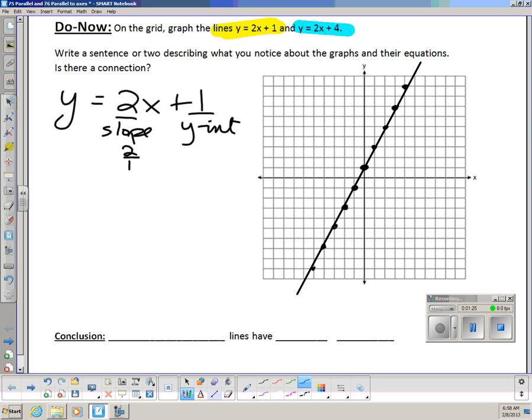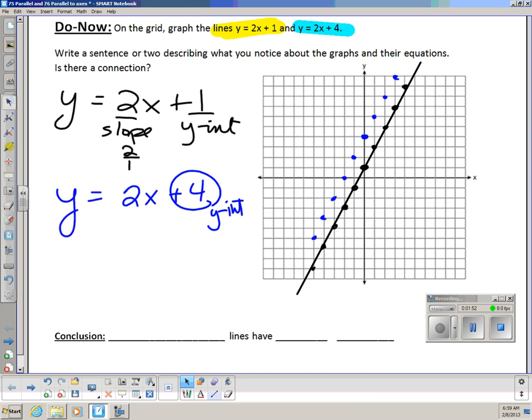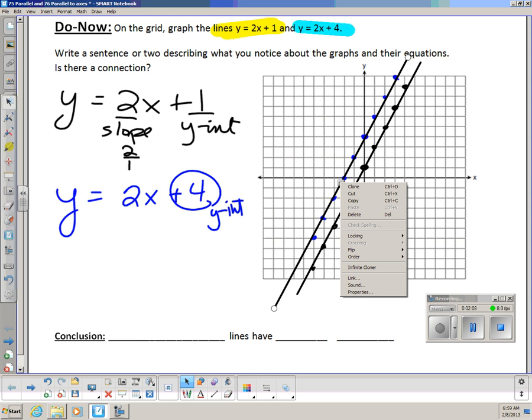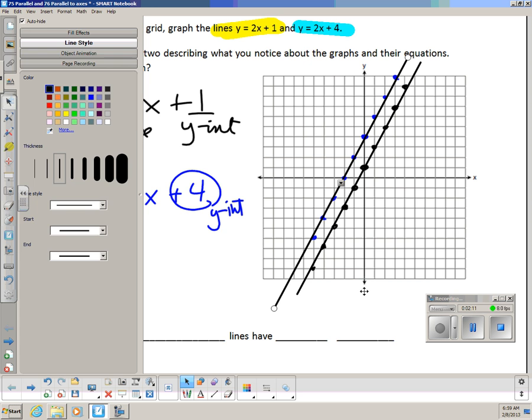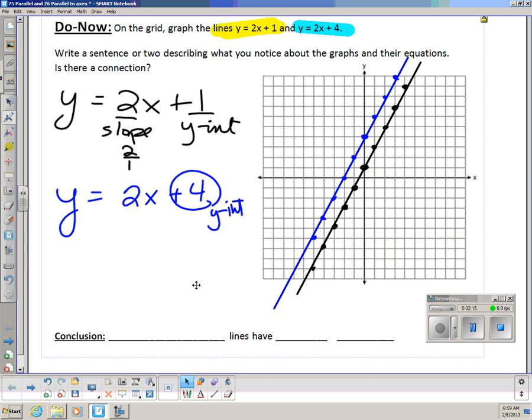Now I want to graph y equals 2x plus 4. Well, I hope that you notice the only thing that's different is the y-intercept, the starting location. So if I go up to 4, I'm just going to go up 2 over 1, up 2 over 1, and now I'm going to go down 2 to the left 1, etc. And I get another line. Let me make that line a little closer to what it should be. That's pretty good. So now I have two lines. I'll make this a blue line because it is supposed to be blue. Okay, so I have my two lines. I have my y equals 2x plus 1, and I have my y equals 2x plus 4.